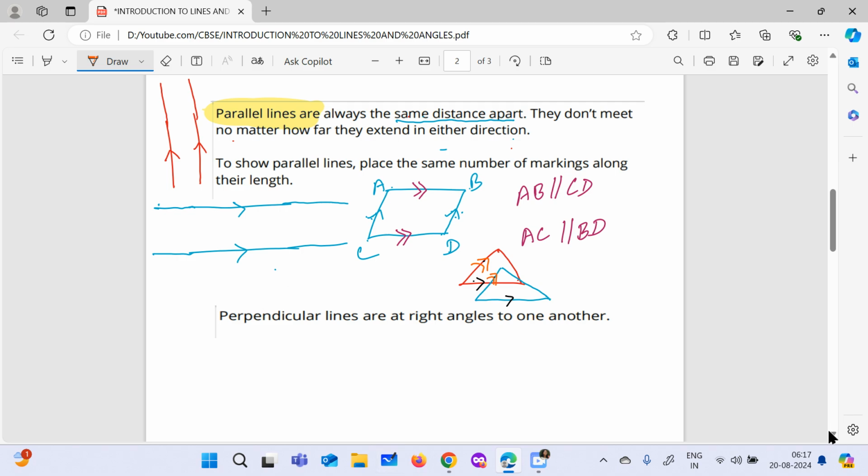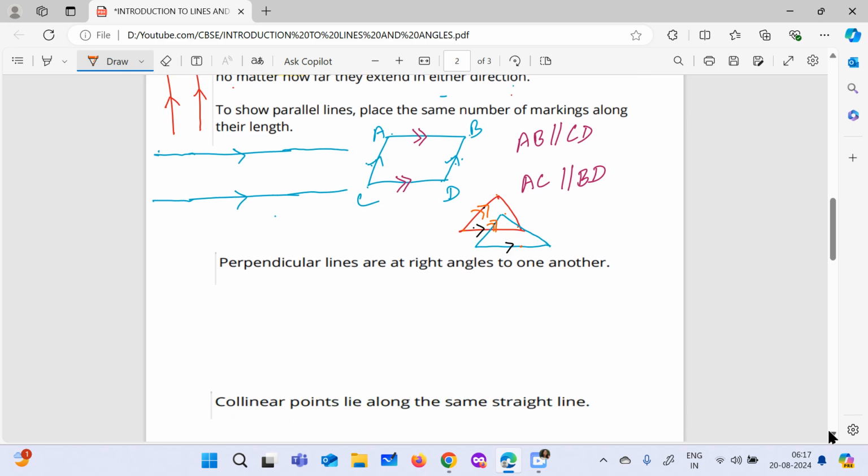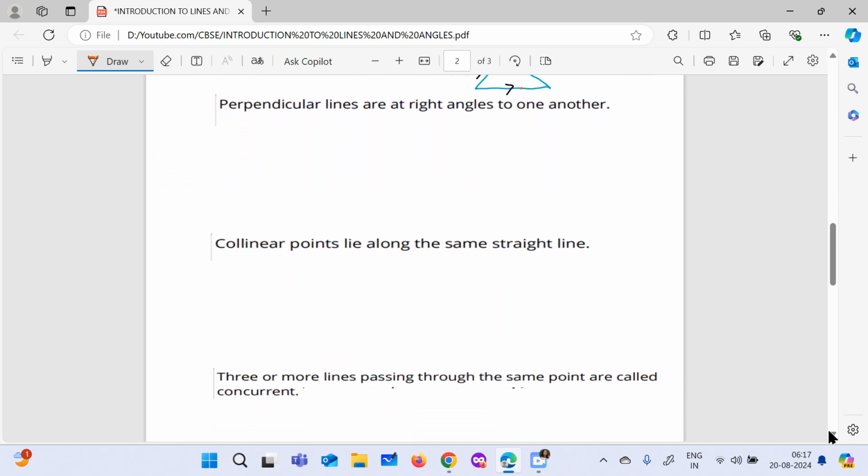Now, looking at this compound shape, I can easily say that this line is parallel to this line, and this line is parallel to this line. So I hope this is clear to you how to represent parallel lines. Now, another very important concept: perpendicular lines.